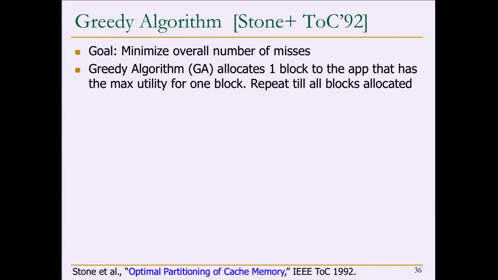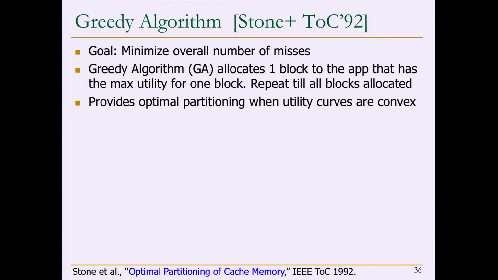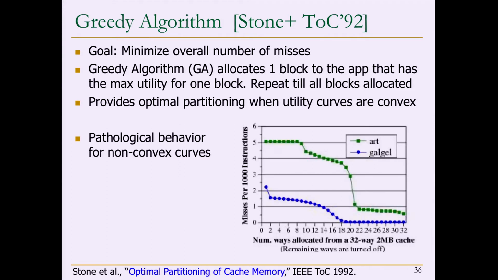So he developed a greedy algorithm that basically allocates one block to the app that has the maximum utility for that one block. And it keeps repeating until all blocks in the cache are allocated. So it's a block-level partitioning algorithm, actually. And it provides optimal partitioning when utility curves are actually convex. But it suffers with utility curves that I'll show you over here, for example.